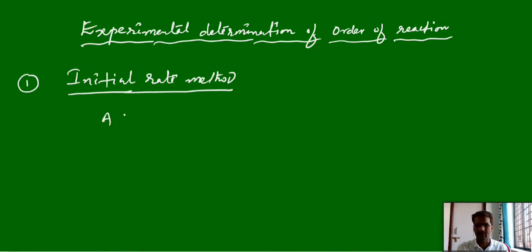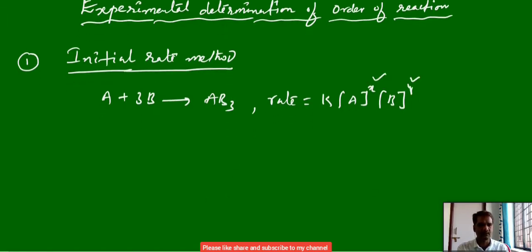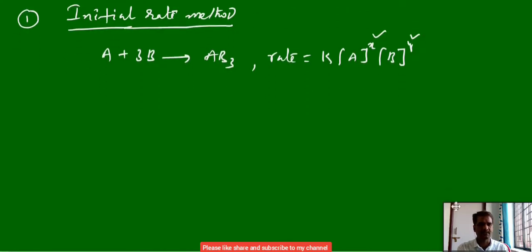We have a reaction like this, A plus 3B gives AB3, one chemical reaction. Then what is the order of this reaction? So we can write generally the rate equation for this. Rate is equal to some rate constant k, A power x, B power y. We don't know what x and y are; that we have to identify. And for that we have the experimental analysis.